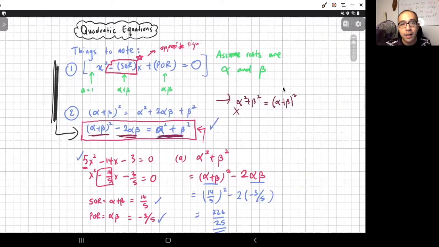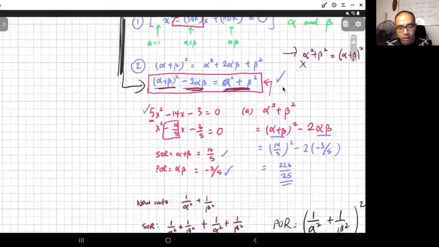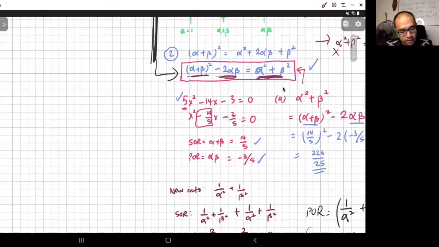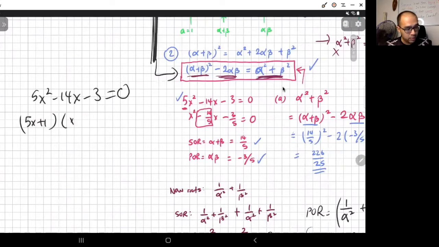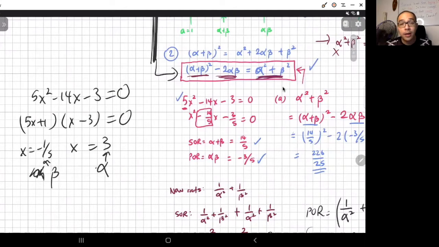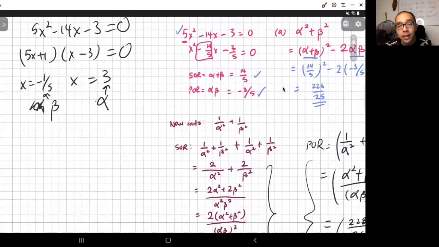Even in the answer that I'm looking at, what they did was, and I don't recommend lah, but if you really don't know how to do, then you can actually do this lah. 5x squared minus 14x minus 3, right, equals to 0. When you factorize this, you will get 5x plus 1 and x minus 3 equals to 0. So you get x equals to -1 over 5 and x equals to 3. So this has to be beta and this has to be alpha. Then you can do the entire thing, the new roots. I just substitute everything in and then find the new roots.